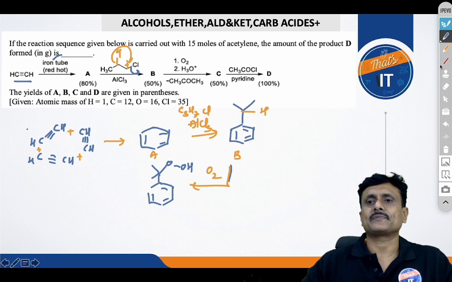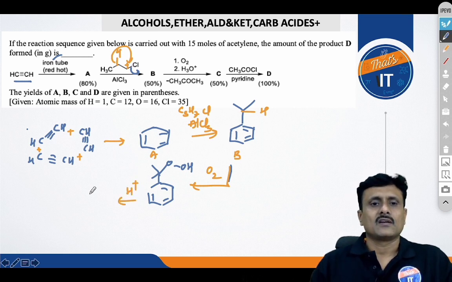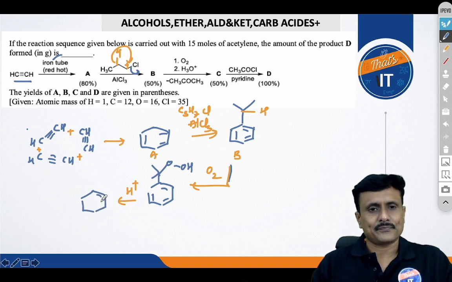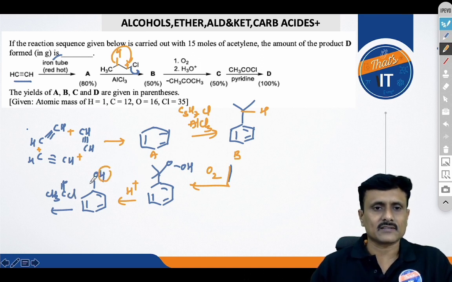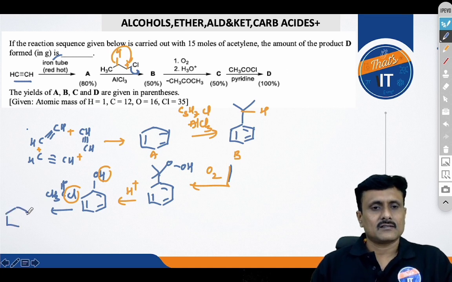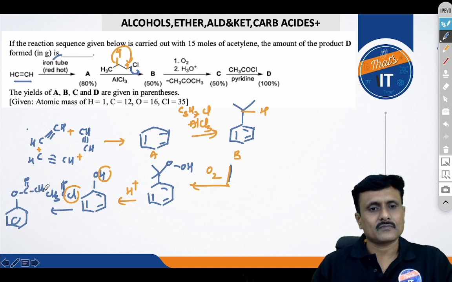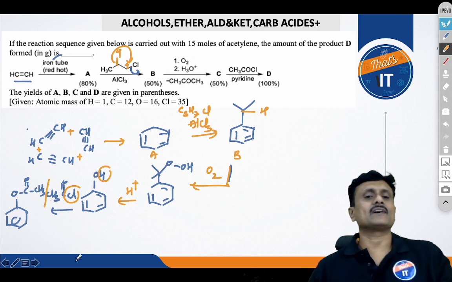OOH, and this subsequently undergoes rearrangement when treated with H plus to give you phenol, isn't it? So phenol is obtained, and this is heated with acetyl chloride in presence of AlCl3 or pyridine, where your HCl will be lost to give you ultimately OCOCH3. Alright, so this is the final product that you have obtained.